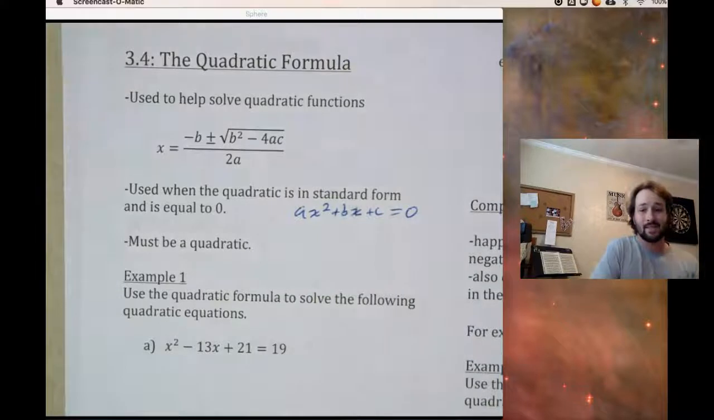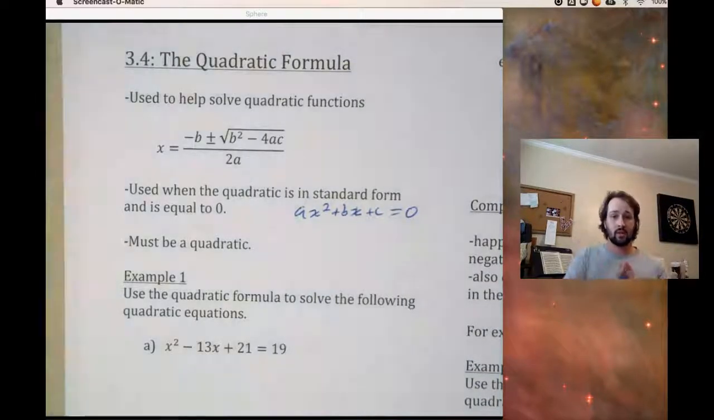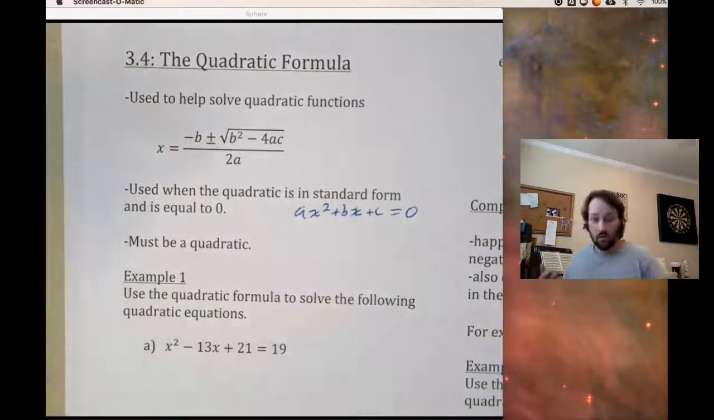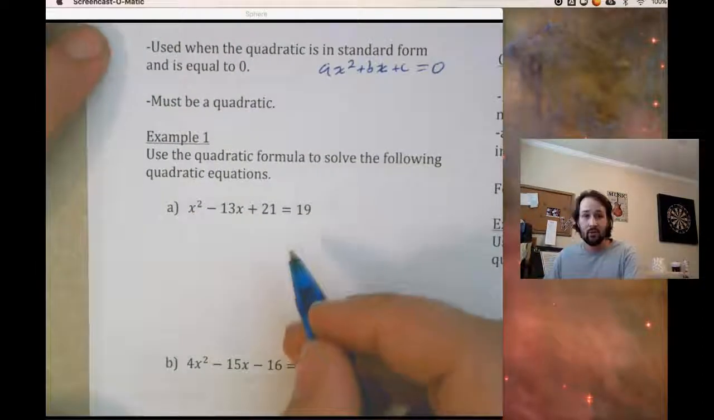All this does is it allows us to see our solutions or our x-intercepts just like solving does. So this is just another way to solve quadratic functions. All right, so really, we're going to jump into it. So again, make sure you are in standard form.